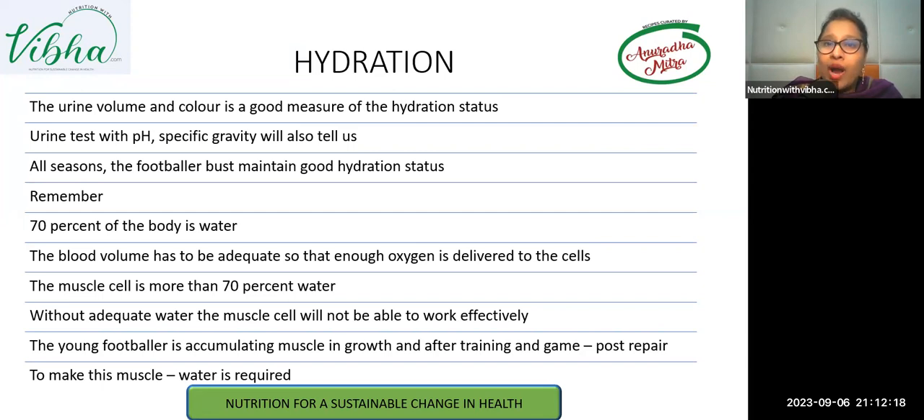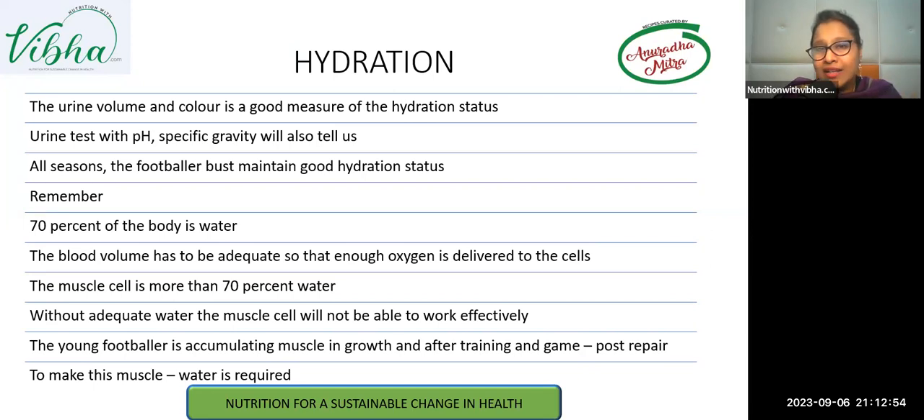So how does hydration help? Good hydration status helps the footballer, because if the hydration status is good, blood volume is adequate and there is enough blood going to every muscle while the game is on, while the training is on. That is so important, because if the muscle contraction has to be right, if the nerve tissue has to work well, the cells have to be hydrated. And we are looking at both the training and the game, as well as a young footballer. This group here is also growing.